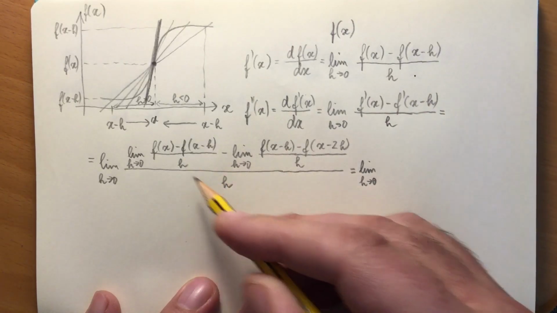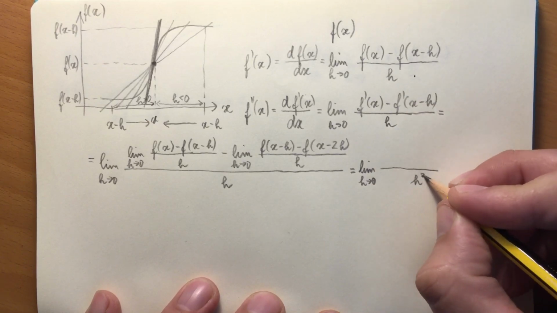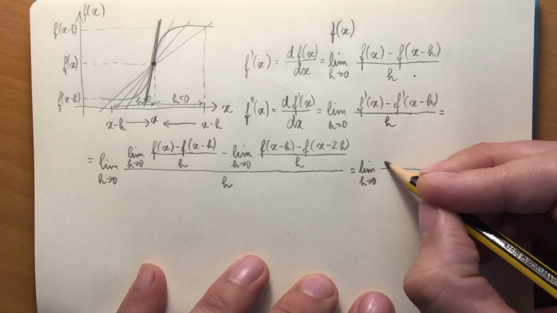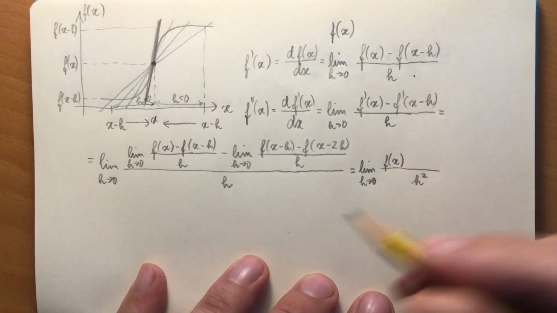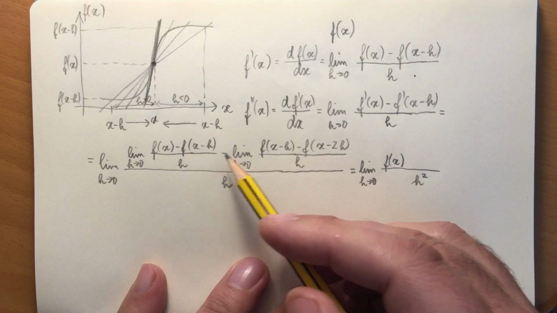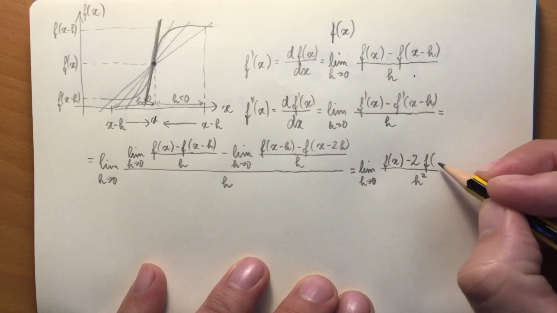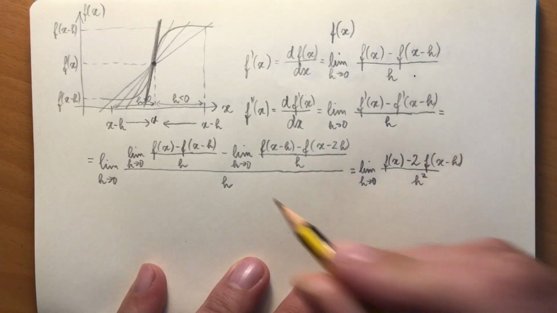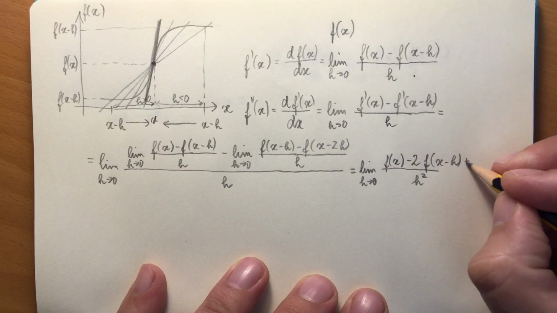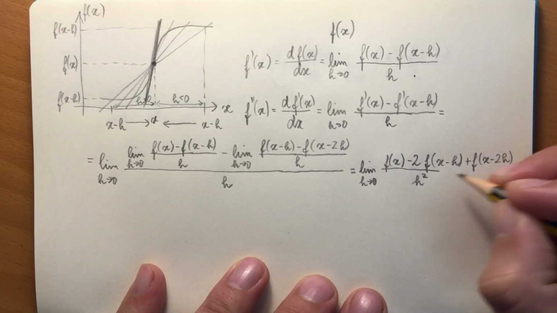H multiplied by h gives me h squared. And as to the numerator, I will have f of x. I will have minus f of x minus h twice. And then I will have plus f of x minus 2h.